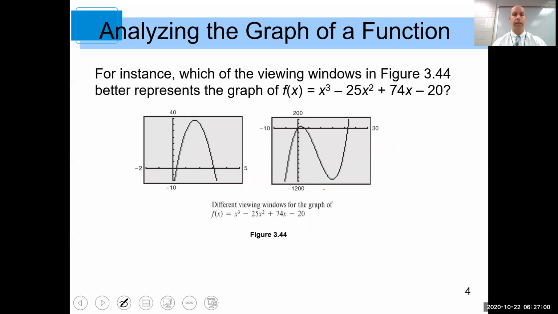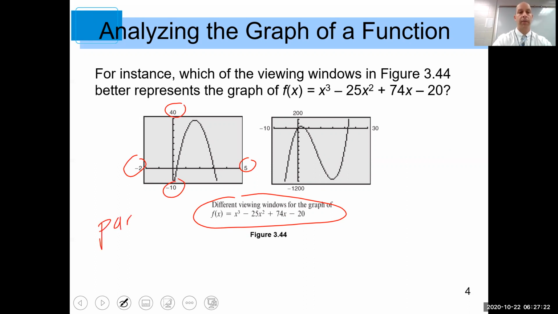So for example, let's say we're looking at this function here, which is f of x equals x cubed minus 25x squared plus 74x minus 20. If you set your window from -2 to 5 and -10 to 40, you'll get this shape here. In fact, you might think that that's just a parabola. An untrained student might think that from Algebra 1.